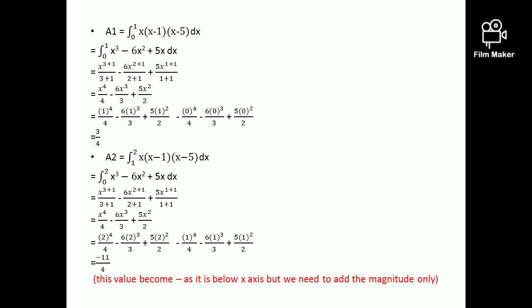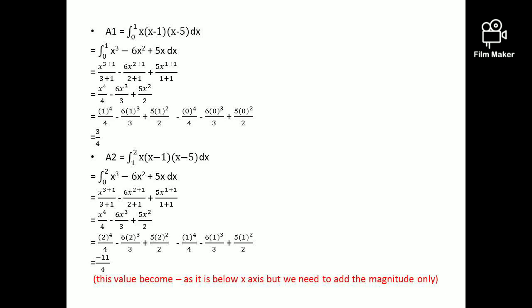Therefore, if you expand these brackets, you will obtain the answer x cubed minus 6x squared plus 5x. You can integrate it from 0 to 1. If you do this integration and substitute the boundaries 0 to 1, you will obtain the answer 3/4. So you can say that this is a reasonable value, since it is above the x-axis, you should get a positive answer.